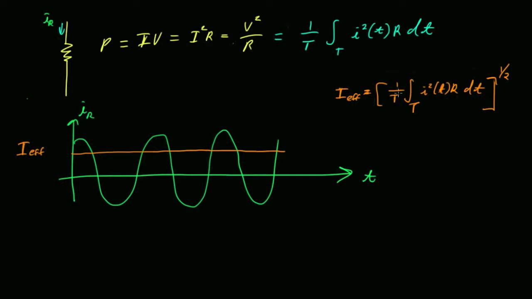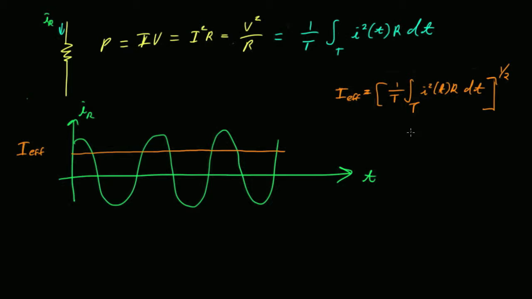Yes, T is one period. Integrated over one period. It doesn't matter. Just integrate it over one period. Start at 0 and end at T, or start at minus T over 2 and end at T over 2. It doesn't matter. Just integrate it over one period. That's what that shorthand means.